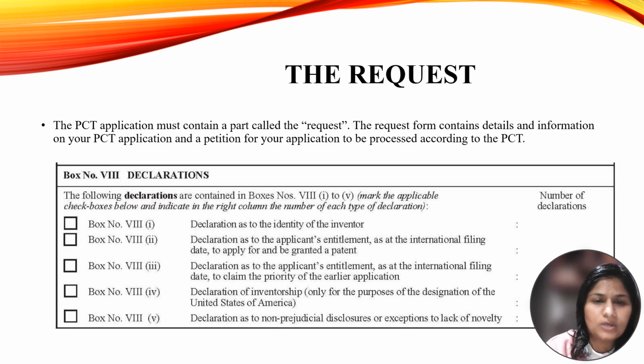Declarations are contained in boxes numbers 8, 1 to 5, and then we have to mark it as applicable. The first says declaration as to the identity of the inventor, declaration as to the applicant's entitlement as at the international filing date to apply for and be granted a patent, declaration as to the applicant's entitlement as at the international filing date to claim the priority of the earlier application, declaration of inventorship only for the purposes of the designation of the USA, and then declaration as to non-prejudicial disclosures or exceptions to lack of novelty. So these are the boxes available from 1 to 5, and accordingly we can choose the one as per the applicability.